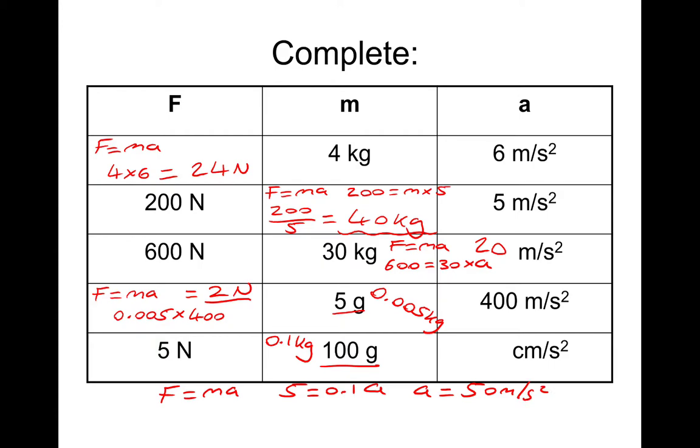The question, however, asked for an answer in centimeters per second squared. So we need to convert that 50 meters into centimeters. So we need to multiply by 100. So 50 times 100 is 5,000 centimeters per second squared.